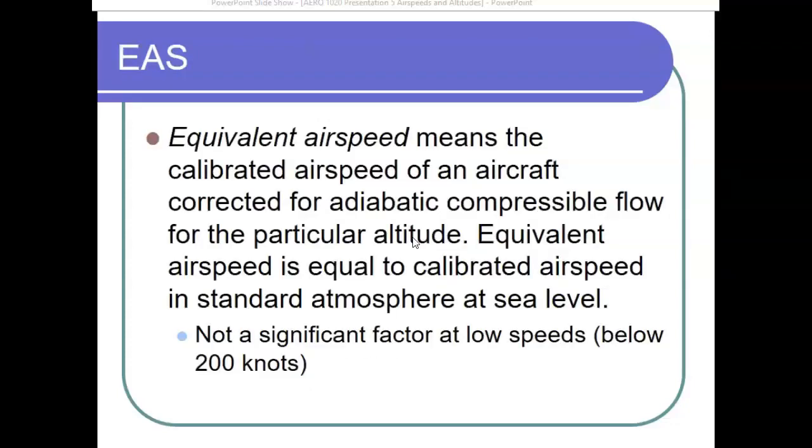Now equivalent airspeed is just calibrated airspeed corrected for compressibility, or as it says in this slide, adiabatic compressible flow for a particular altitude. Equivalent airspeed is equal to calibrated airspeed in a standard atmosphere at sea level. Because it's not significant for an aircraft that flies below 200 knots, it's not something that we need to be concerned about flying in an aircraft like the Diamond DA40 or the Cessna 172. Equivalent airspeed only becomes a problem when you're flying above 200 knots.